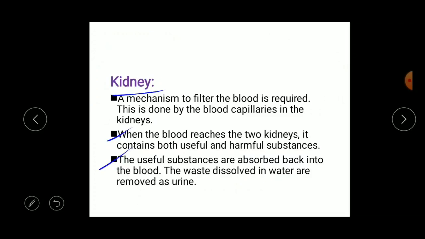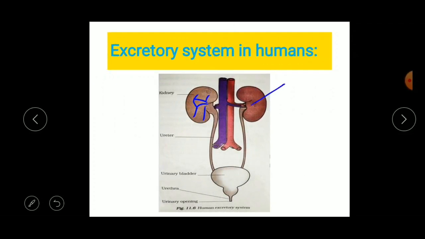So once the blood reaches both the kidneys, it contains both useful and harmful substances in our body. After the filtration, the useful substances are absorbed back into the blood. It will go back to the blood, and the waste materials will be removed by the kidneys out of the body as urine. Okay, so the waste dissolved in water is removed as urine.